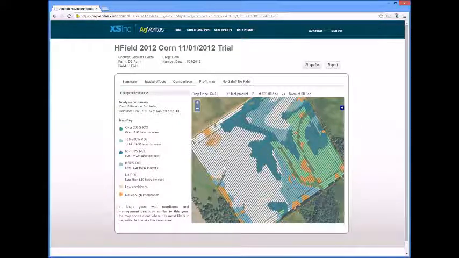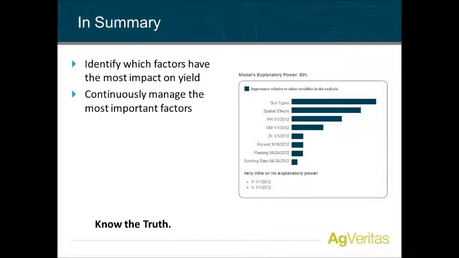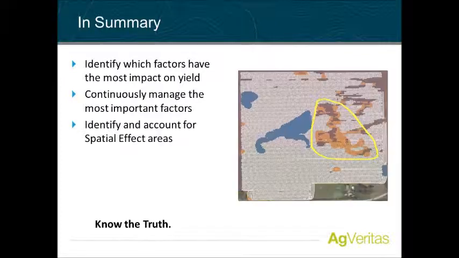And so I'd like to just conclude here. Ag Veritas identifies the factors that have the most impact on your yield. The screenshot on the right shows which of the factors are driving your yield and which ones are really explaining the most of your yield. Based on that knowledge, you can manage your factors and base those management decisions on which of those data layers are really having the most impact on your yield. Ag Veritas also identifies those spatial effect areas so that you can inspect them and maybe minimize what was going on there next year.